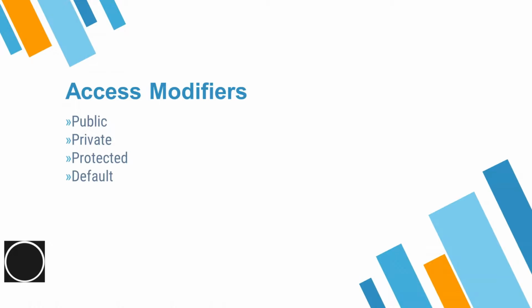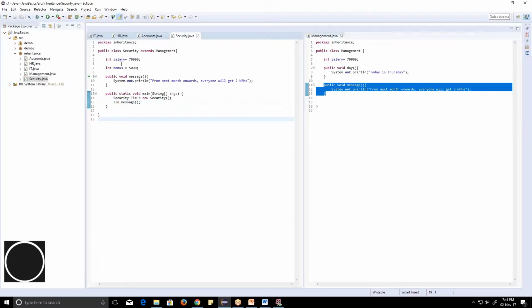Apart from public, we have private, protected, and default. Let us see what we mean by that. So this public thing which you see here is called an access modifier. Why is it called an access modifier? Because it modifies the access. Access of what? Let us see.